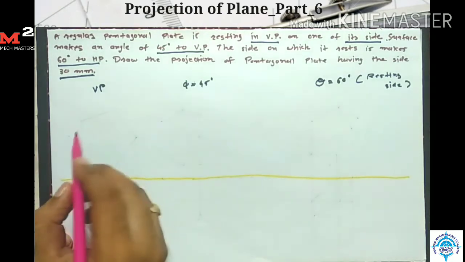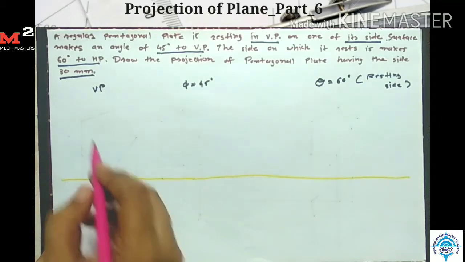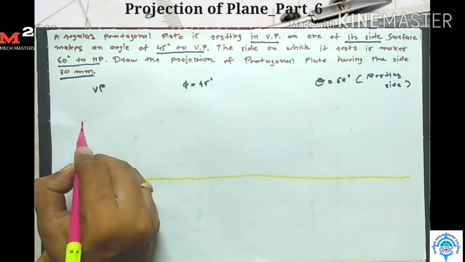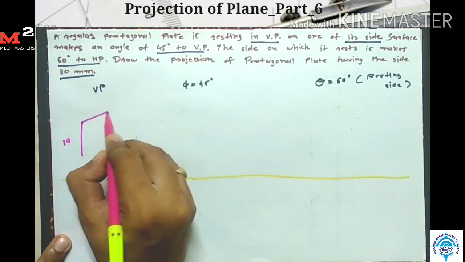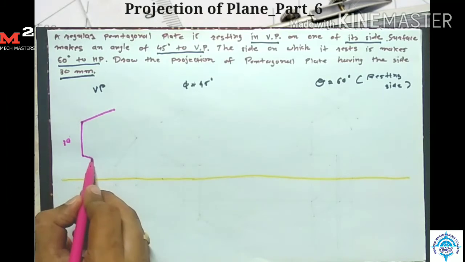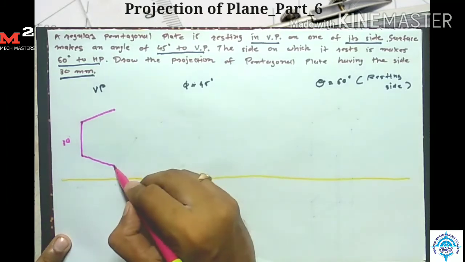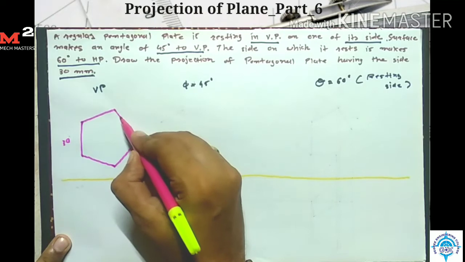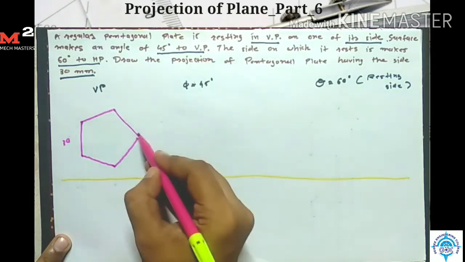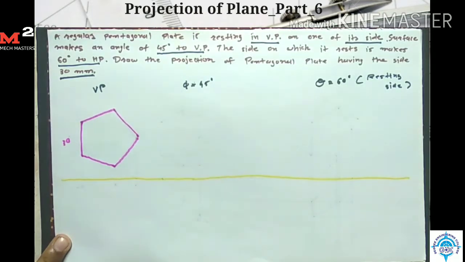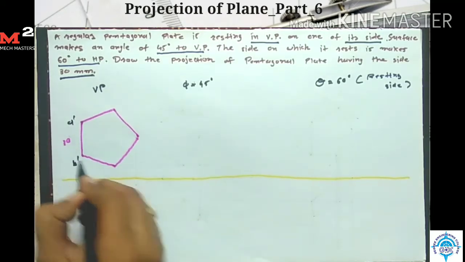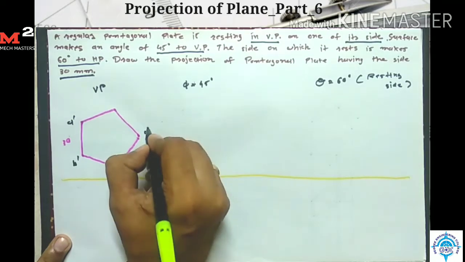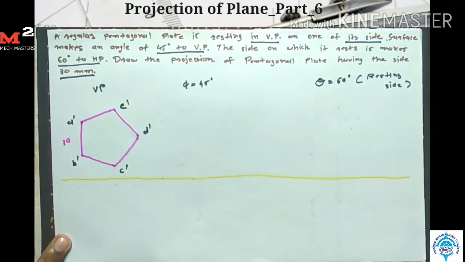Here I first draw the pentagon of 30 mm side. I draw one line of 30 mm side. This is equal to 30 mm. I explained the method of drawing the pentagon in the third lecture. I give the names A dash, B dash, C dash, D dash, and E dash. So I have completed the front view.